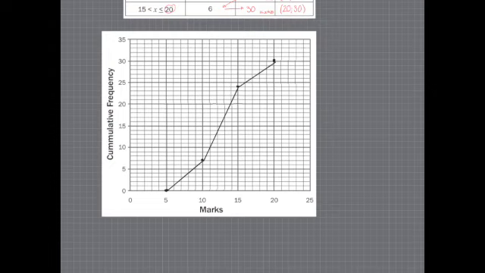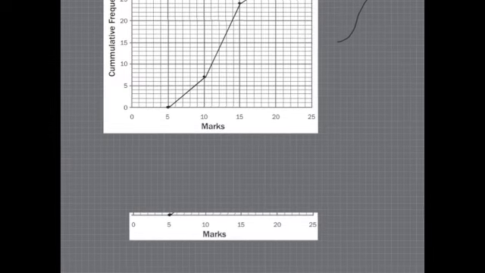Okay. So the type of shape we are looking for with an ogive has this gentle S curve. And that S curve indicates that over here there were fewer people who got between 10 and 5, but then suddenly a whole big increase happened. And now we've got 24 people who got 15 or below.